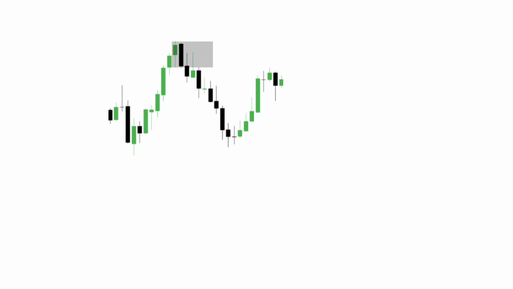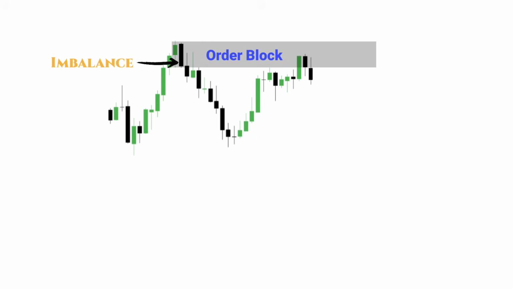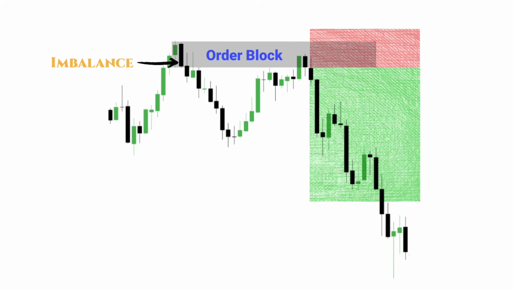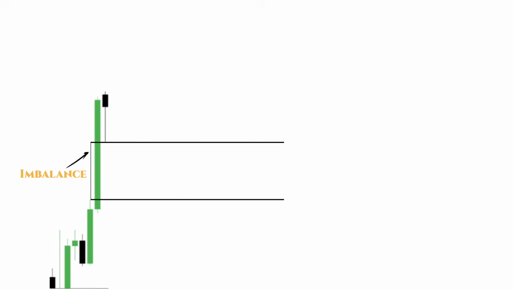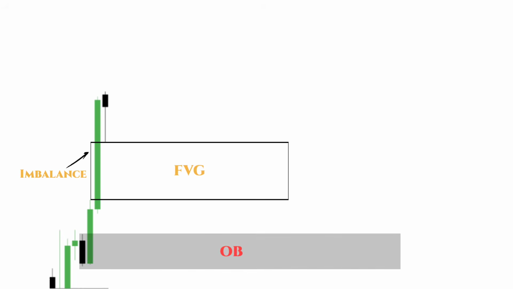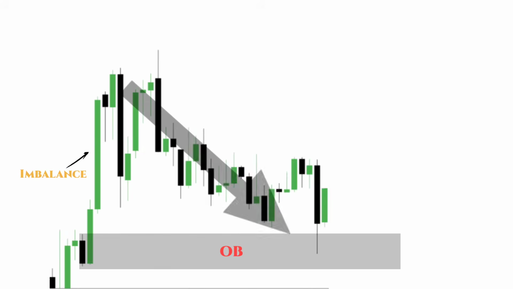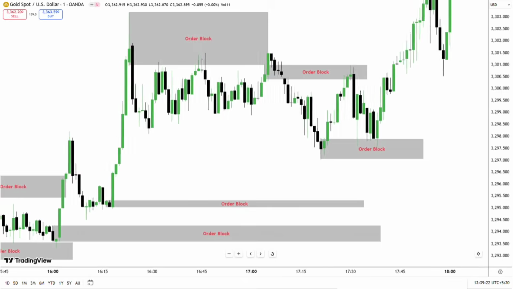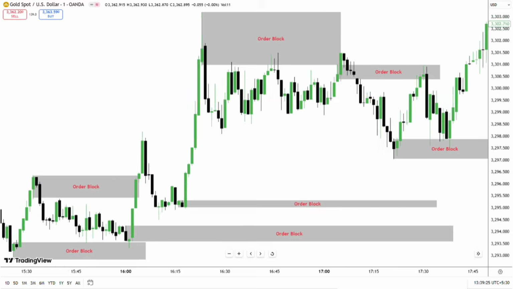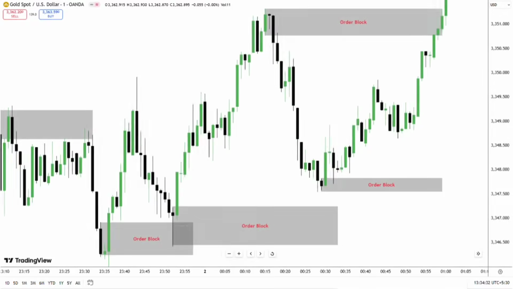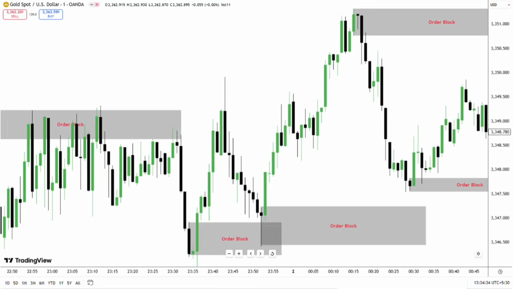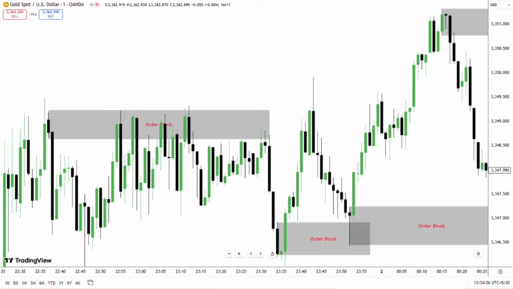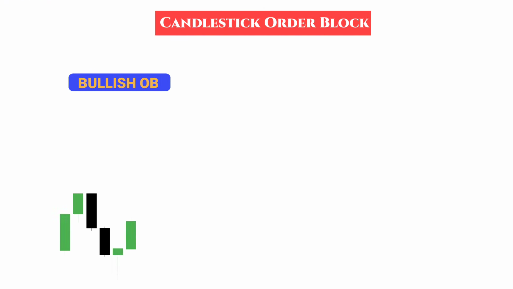If you're still confused about what an order block really is, trust me, you're not the only one. A lot of traders think it's just another supply or demand zone, but the truth is, an order block is much more than that. It's where the big players, the institutions, the banks, the hedge funds, place their orders. These zones are the footprints of smart money, and once you learn to read them, your trading will never be the same. Today, I'm going to explain order blocks in the simplest way possible.